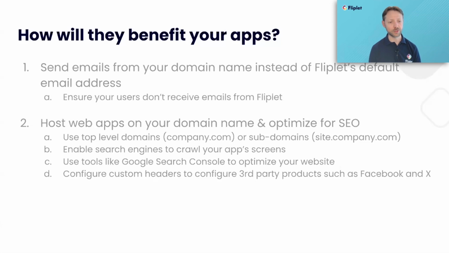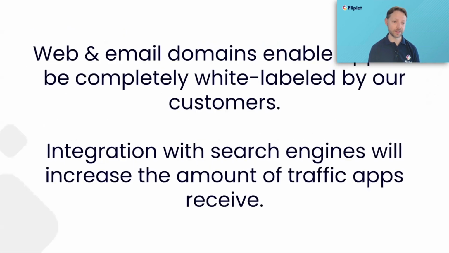And then finally, you'll also be able to host web apps on your domain name and optimize for SEO. So you'll be able to use top-level domains like company.com or subdomains like site.company.com. It's entirely up to you. You'll be able to enable and disable whether or not search engines can crawl your apps. You'll be able to use tools like Google Search Console, which is a tool from Google to help analyze your web app, if you've turned on the SEO features, determine if there's any SEO issues and fix them. And then you'll be able to use third-party tools that require adding in headers.